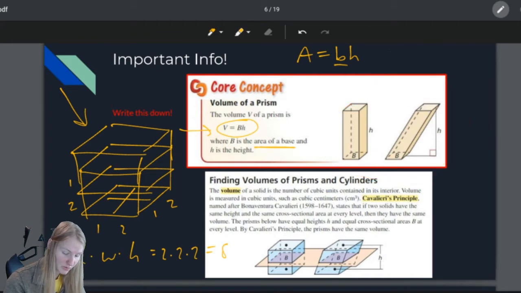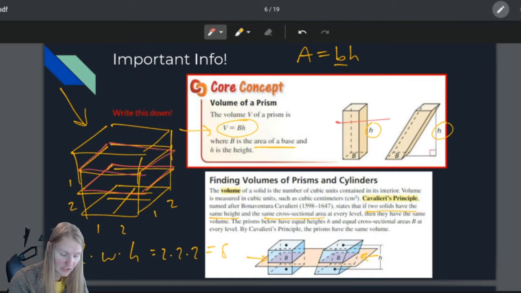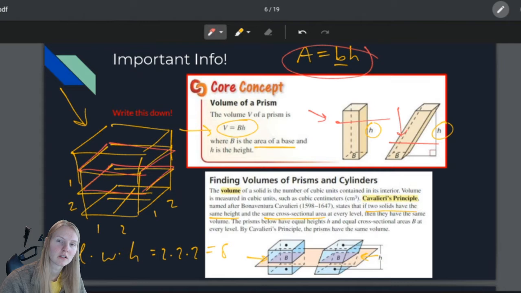But here's what Cavalieri's principle says. If 2 solids have the same height, which these do, and the same cross-sectional area, what that means is this purple parallelogram right here, and this purple square right here. Every time you take a slice out of these objects, any slice you take, if you slice it there, if you slice it there, the cross-sectional area is the same. This square has the same area as this parallelogram, because area is just base times height. So, because they have the same height and the same cross-sectional area at every level, they have the same volume.